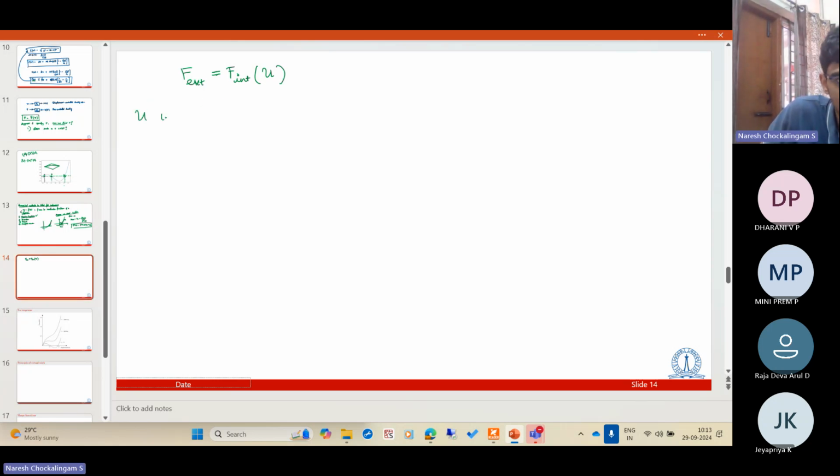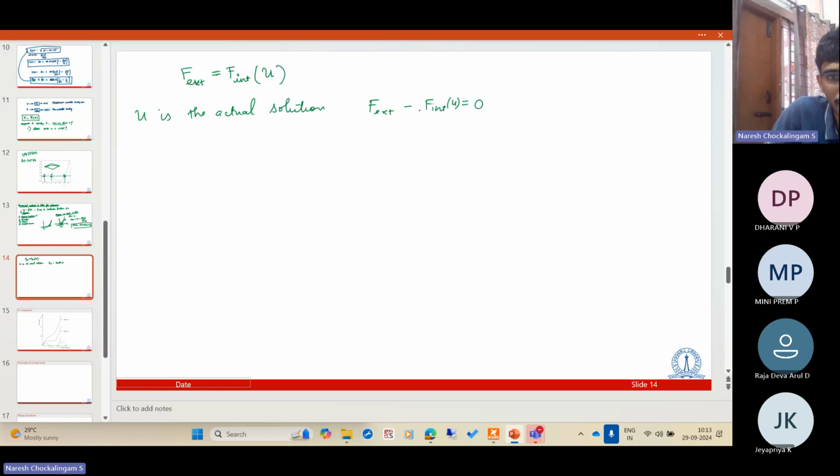So if u is the actual solution, this f external minus f internal will be equal to 0. F internal of u will be 0. F external does not depend on u because that is what we are specifying, right? F external is something given as input to the system, and we are getting u as the output. So the internal forces depend on u. F external is just an independent variable, so it does not depend on u.